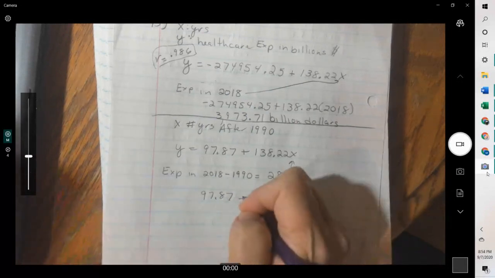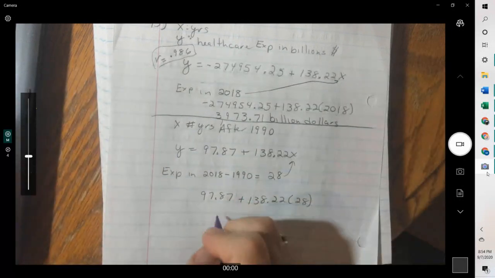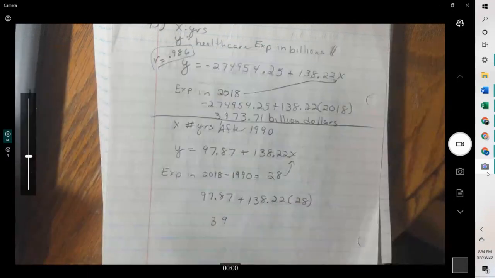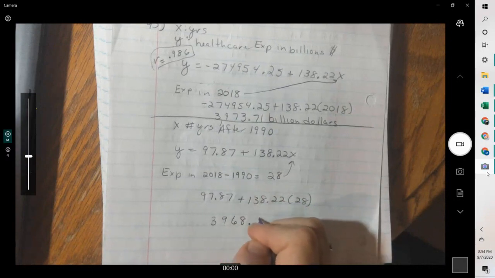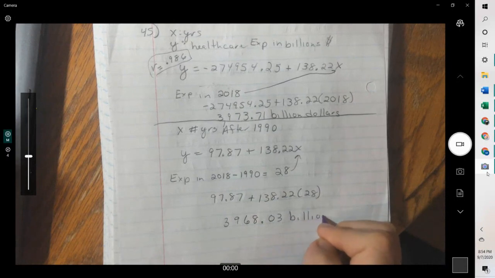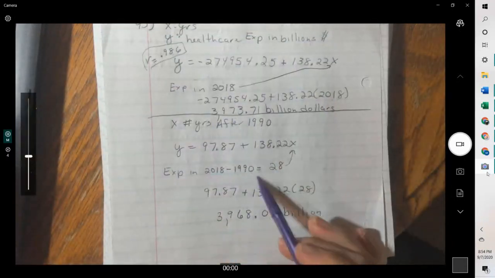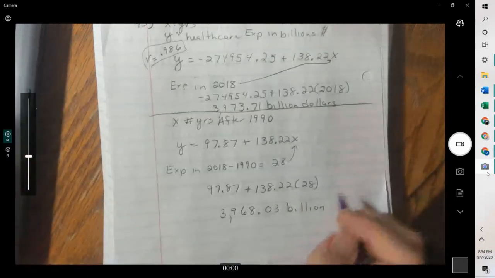Oh, this was a plus. That's part of my problem. So 3968.03 billion. So it's close. It's a little bit off because of rounding. These are rounding smaller.